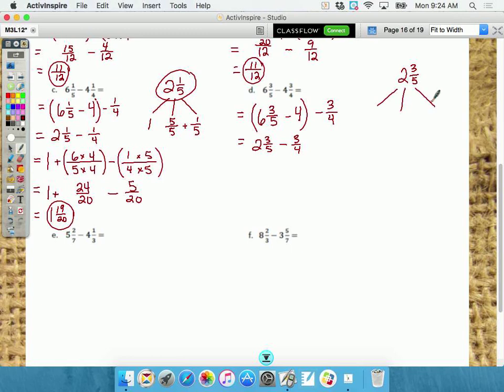Okay, I'm going to borrow 1 from my whole number, so that leaves 1. And then the one I borrowed, I'm going to make a fraction. What fraction will it be? 5/5. How do you know it's 5/5? Because that's my denominator. And 5/5 is equal to 1. So what's 5 plus 3 now? 8/5. So I have 1 plus 8/5 minus what? 3/4. Minus 3/4.